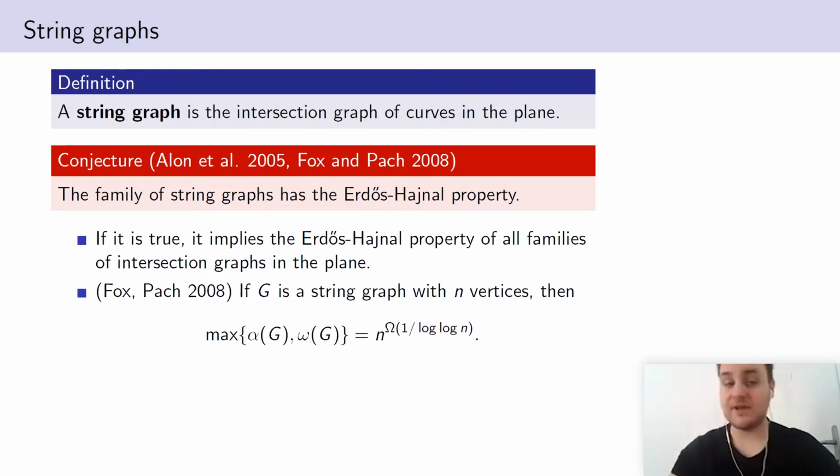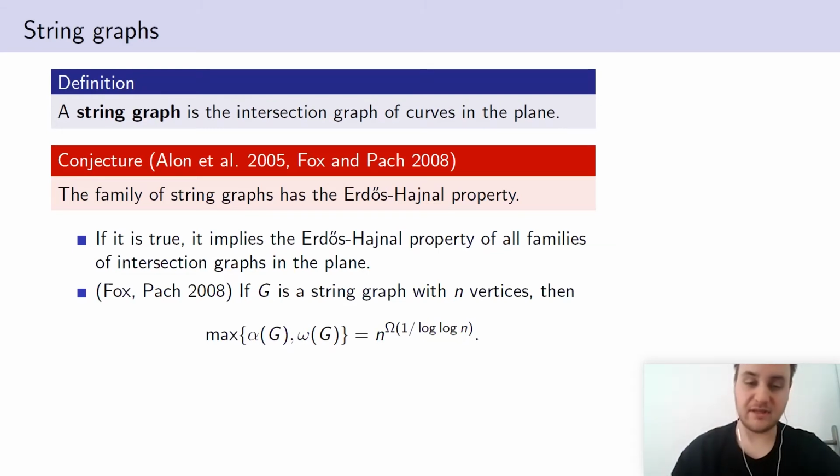And so what is known about this conjecture? It was proved by Jacob and János that if we have a string graph on n vertices, then it contains either a clique or an independent set of size at least n to the constant over log n. So again, we would need that this right-hand side is n to some constant, so they get this slightly worse bound, where they have 1 over log n instead of a constant.